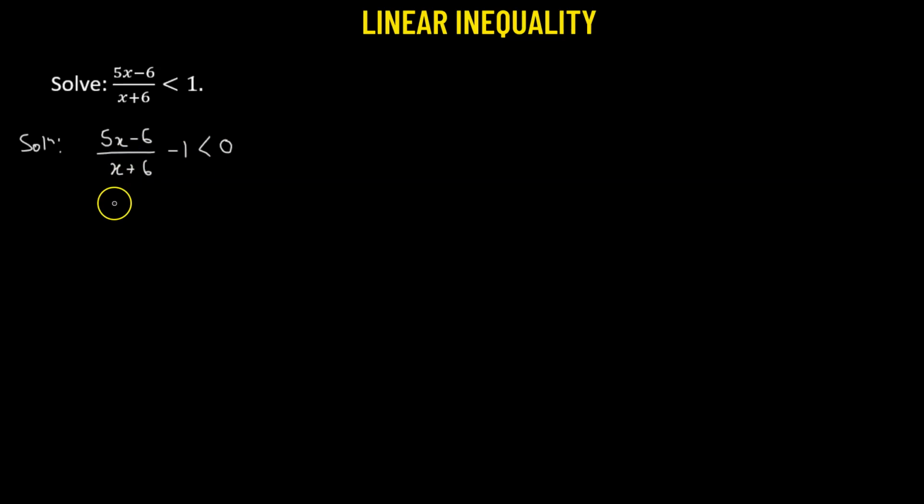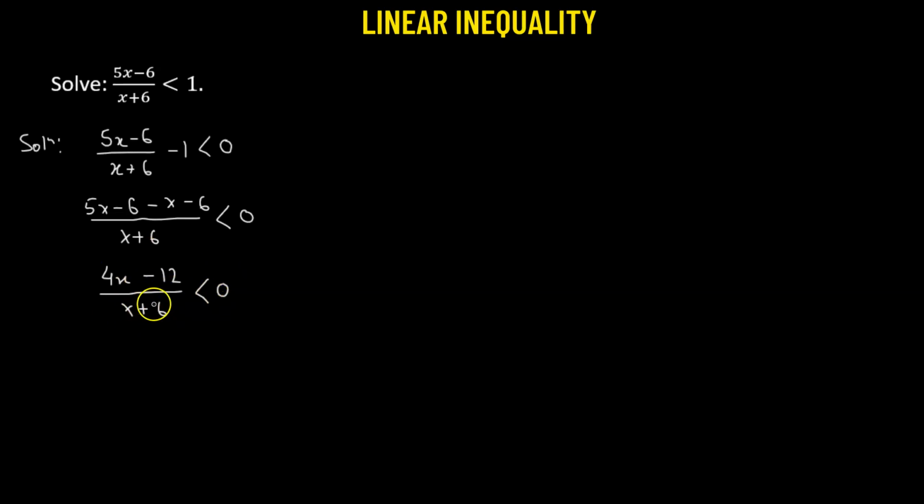Now let's combine the two terms. We have a common denominator, which is x + 6. In the numerator, we have 5x - 6 - x - 6, so this is going to be less than 0. So 5x - x is 4x, and -6 - 6 is -12. So we have (4x - 12)/(x + 6) less than 0.